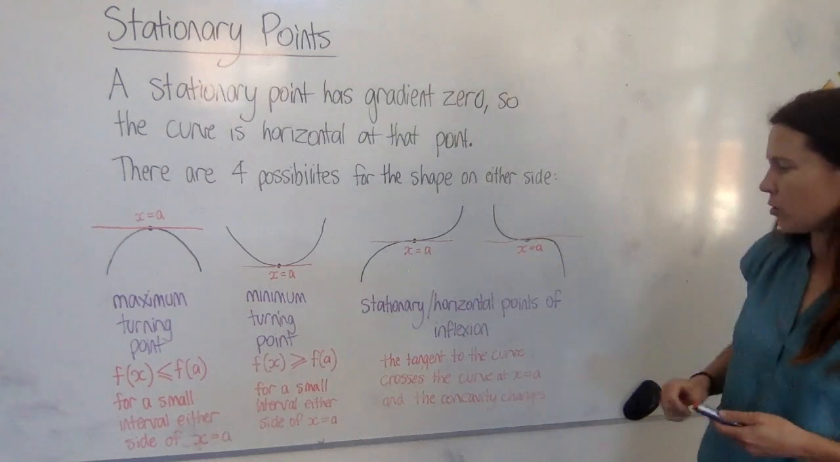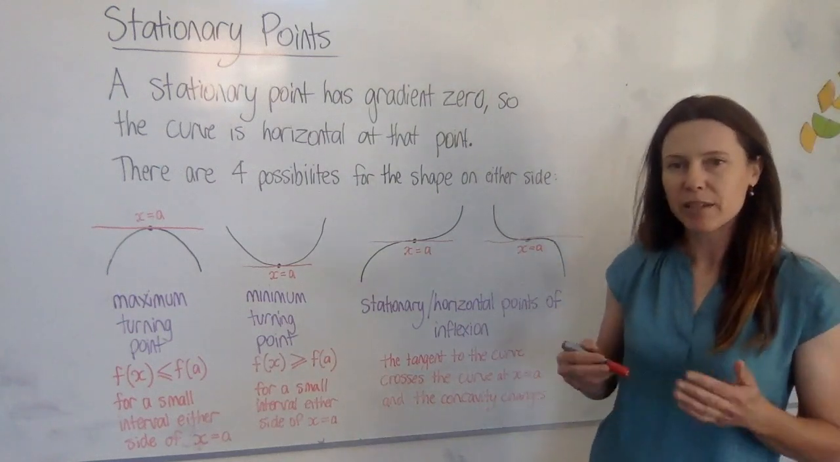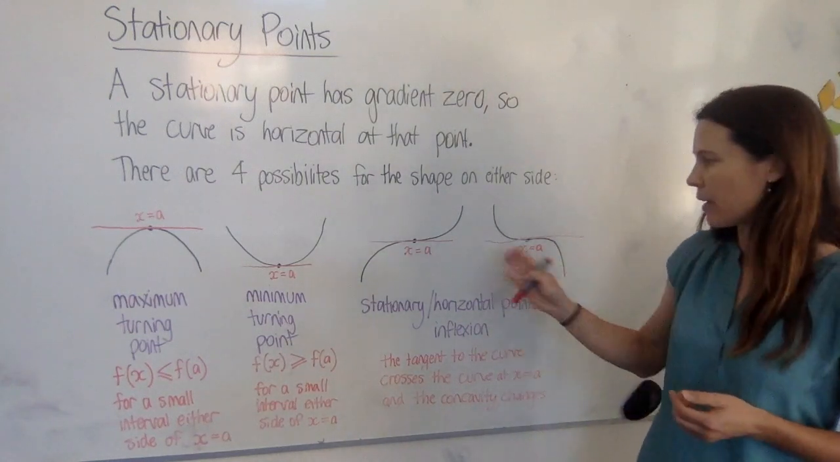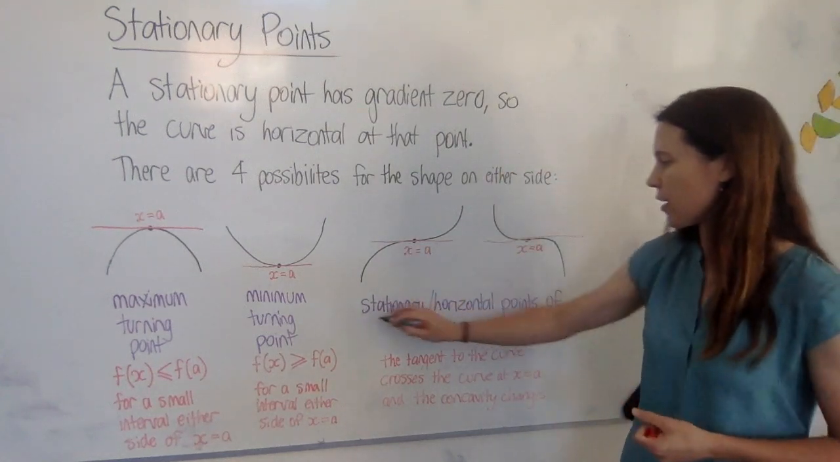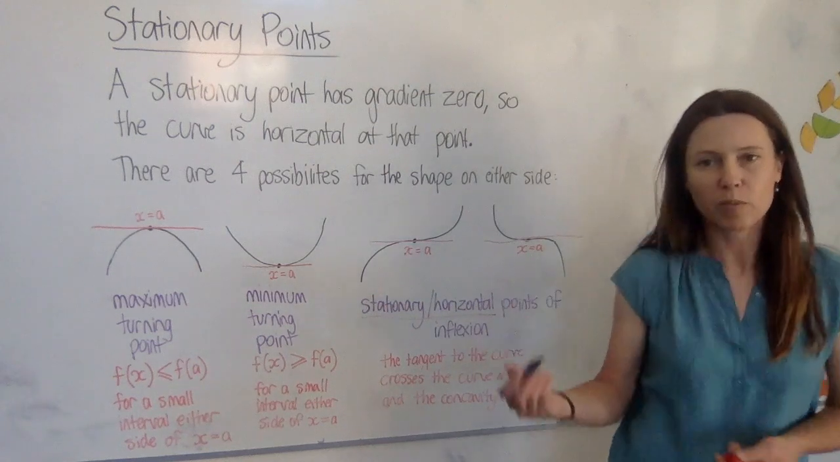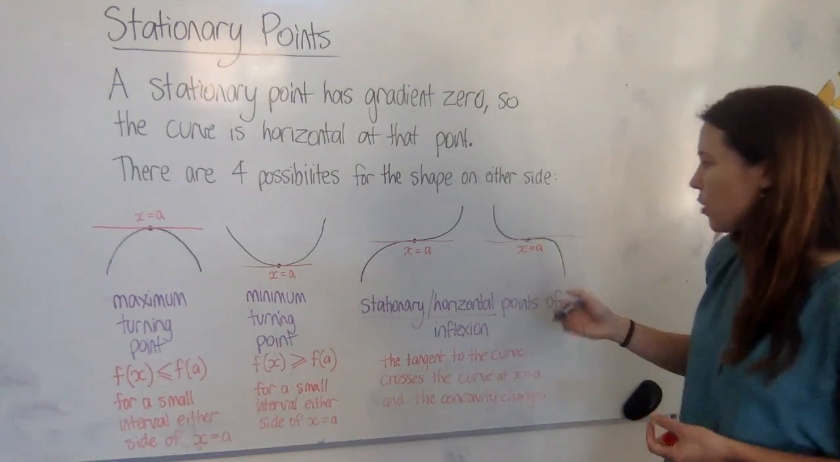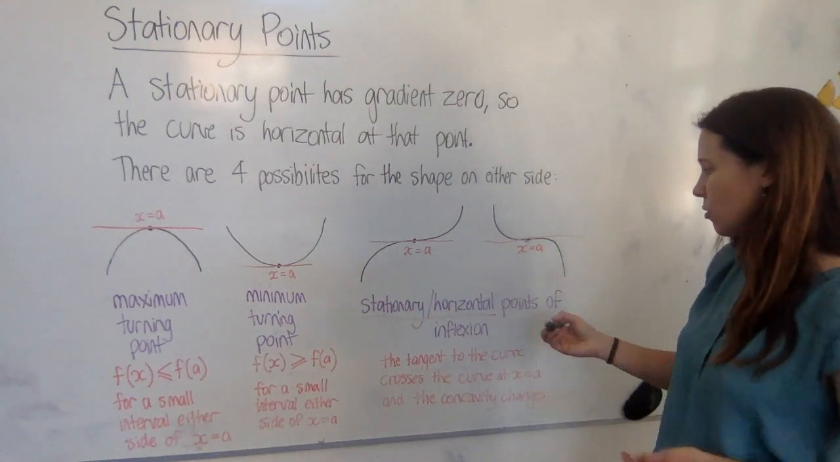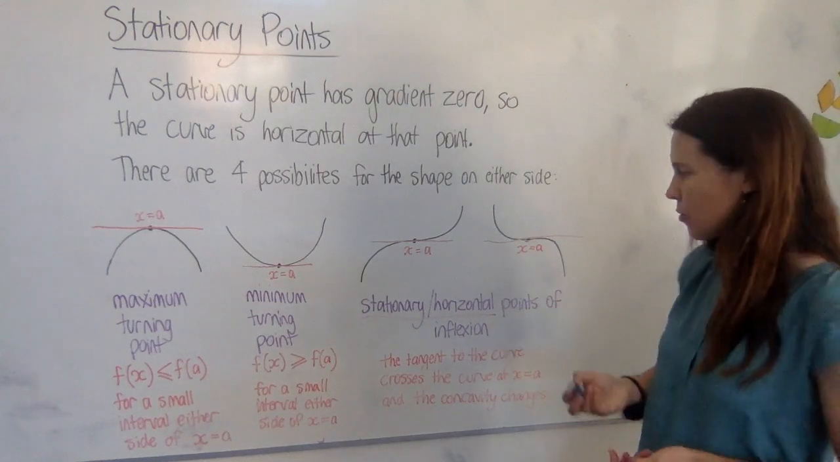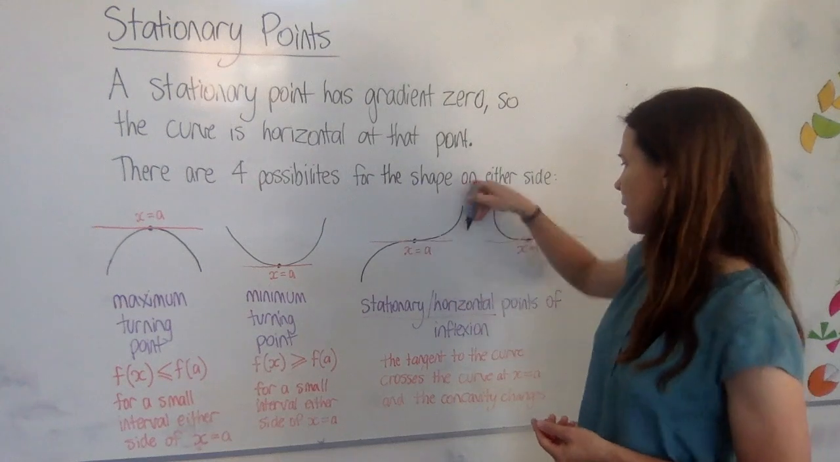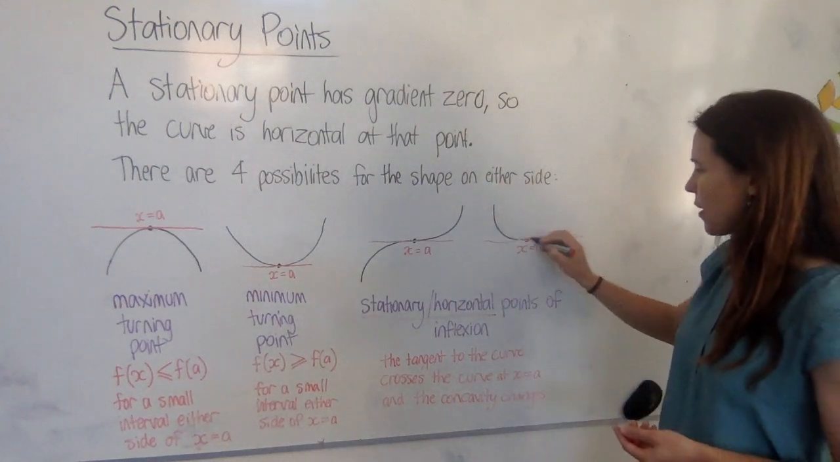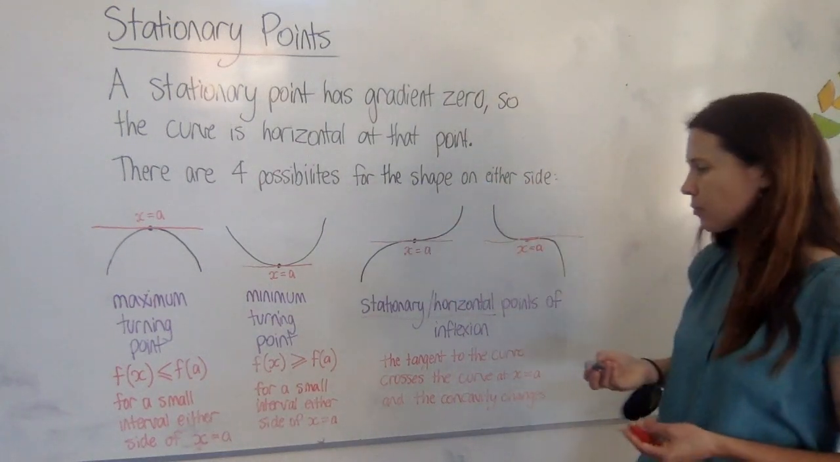These two are both called points of inflection. Now, we've already seen that points of inflection are places where the concavity changes. But these are special points of inflection that are also horizontal. Not all points of inflection are. But if you have a stationary or a horizontal point of inflection, and we use both those words to name them, then you've got it approaching from one side and then going up the other, and you actually have that flat spot in the middle.